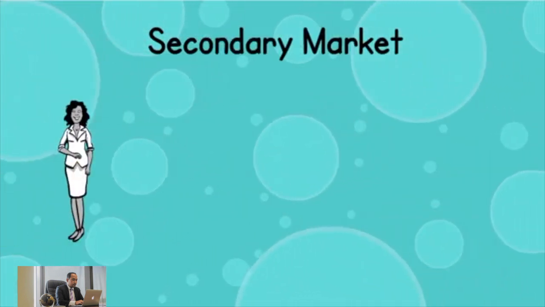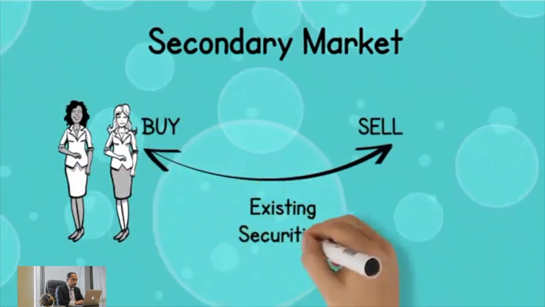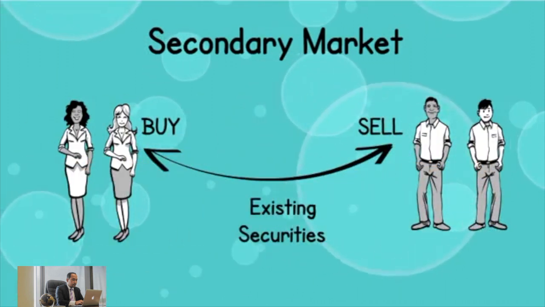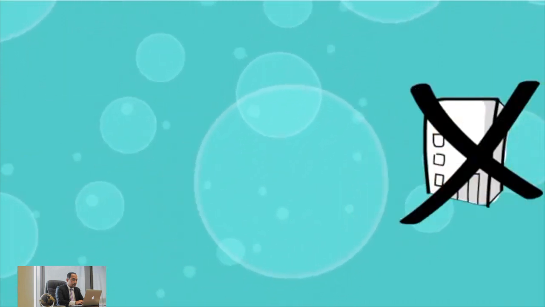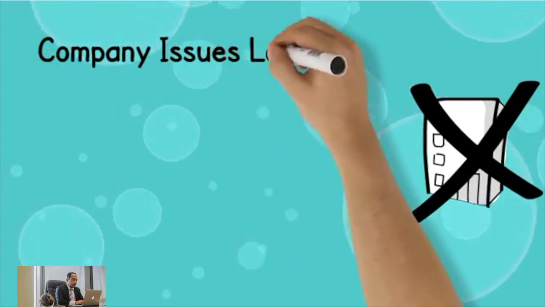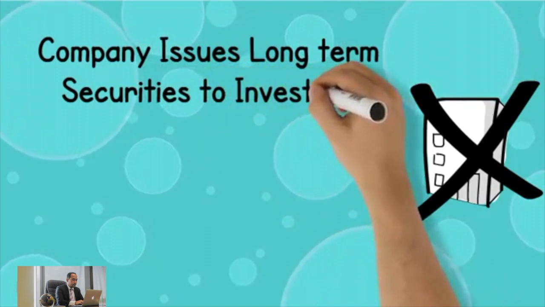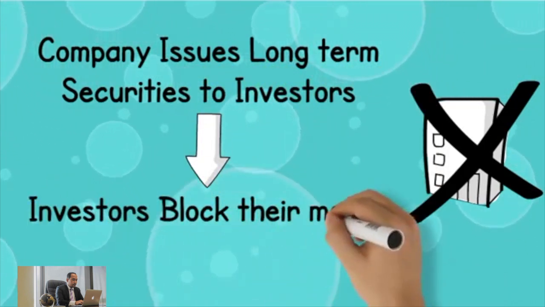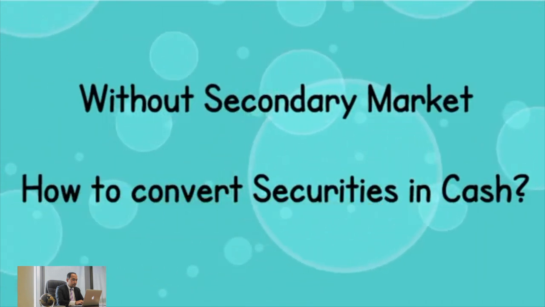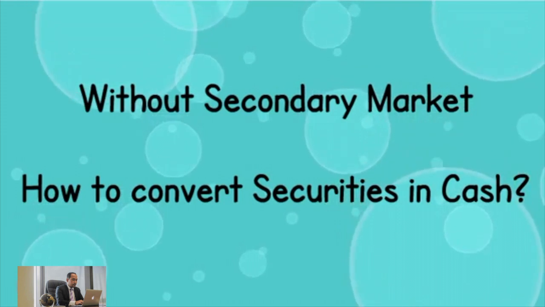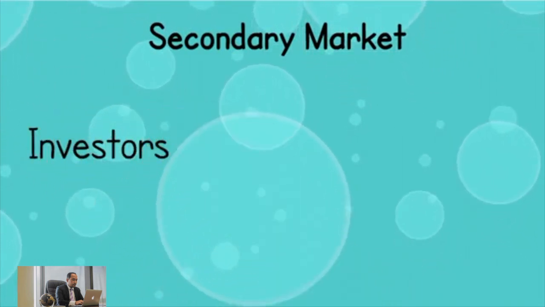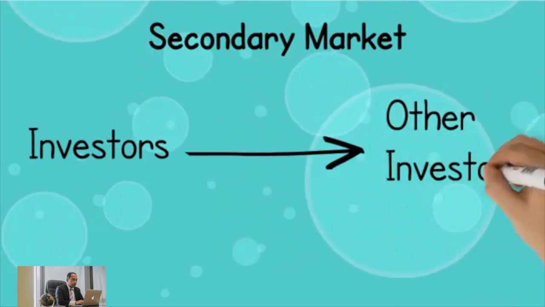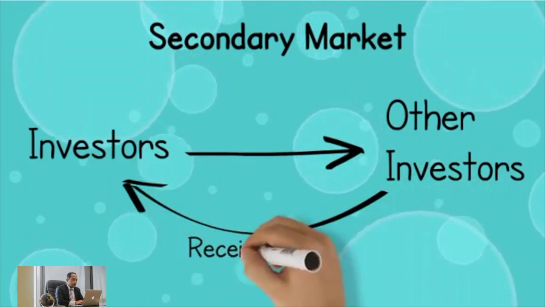Secondary market allows investors to buy and sell existing securities. The transaction in the secondary market is between investor and investor. This brings the question, why secondary markets? If there are no secondary markets, it means the company issues long-term securities to the investor, and that means the investor locks their money in the company for the long term. So how can they liquidate their money or convert their security into cash? This brings the role of secondary markets, where the investor sells their security to another investor. In these transactions the investor will receive cash.